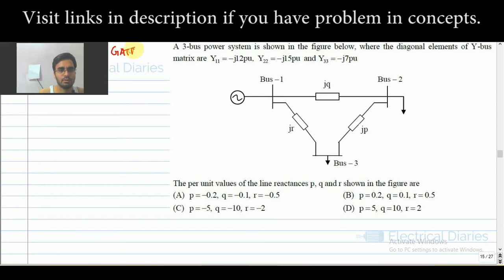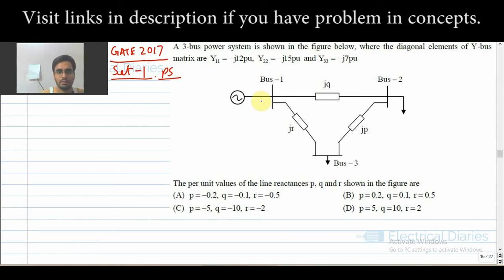GATE 2017 Set 1 power system questions we are seeing. The question says a three-bus power system is shown in the figure below, where the diagonal elements of the Y-bus matrix are given to us as shown in the figure. The per unit values of the line reactances P, Q, and R we have to find out.